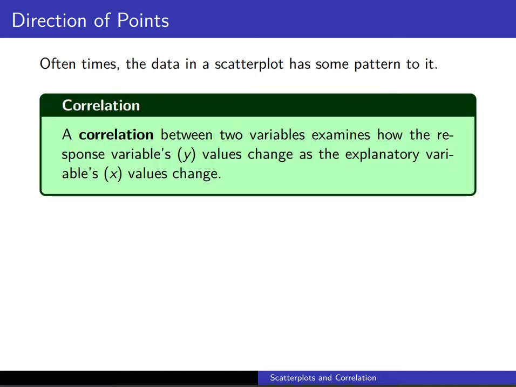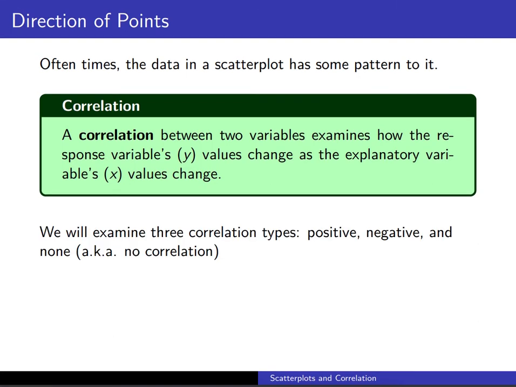So a correlation between two variables examines how the response variable, or y, changes as the explanatory variable, or x, changes. So how do the y values of our scatter plot change as our x values change? What's the trend? What's the pattern to those data points? That's what we're looking at when we're looking at correlation. We're going to examine three correlation types: positive correlation, negative correlation, and no correlation, or none.